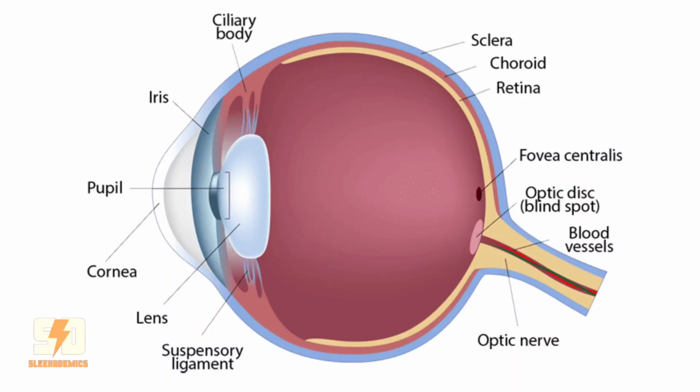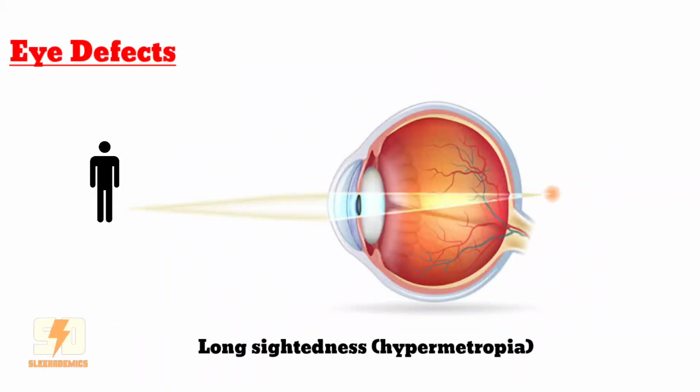Let's look at some eye defects. The first eye defect we shall be discussing today is long-sightedness, or what we call hypermetropia. This is the ability to see far objects but being unable to see close ones. This may be because the eyeball is short or the lens is flattened, thereby causing images to form behind the retina. It can be corrected using a convex lens.